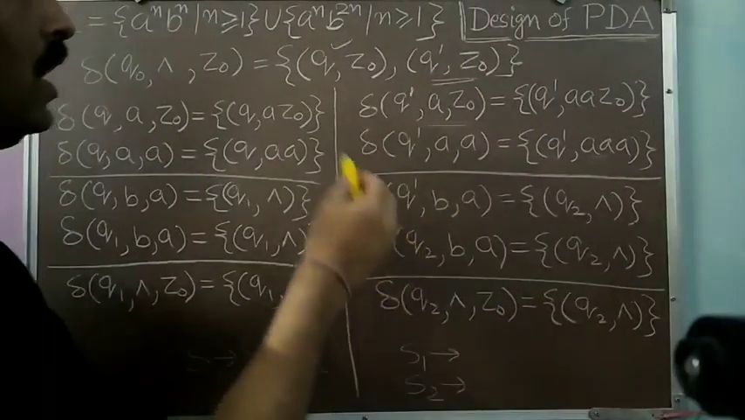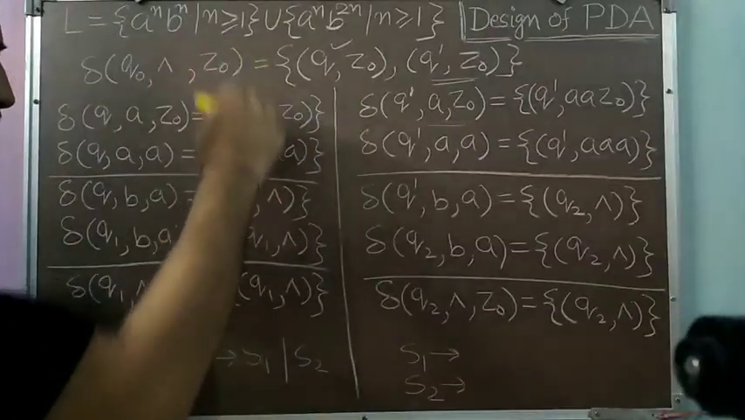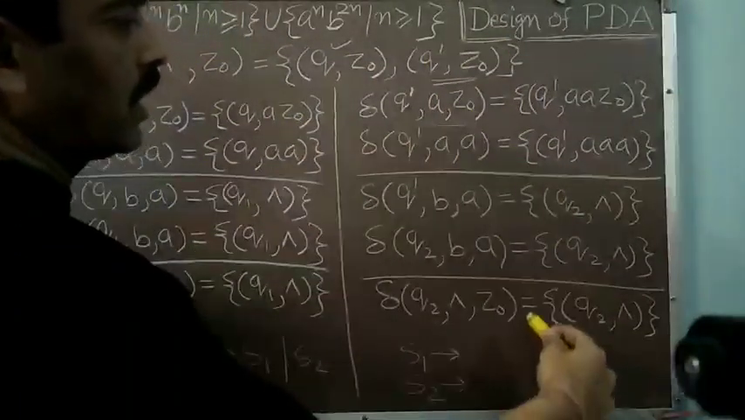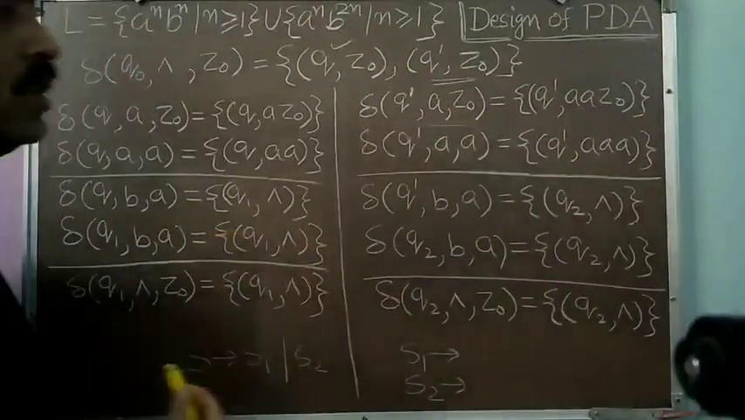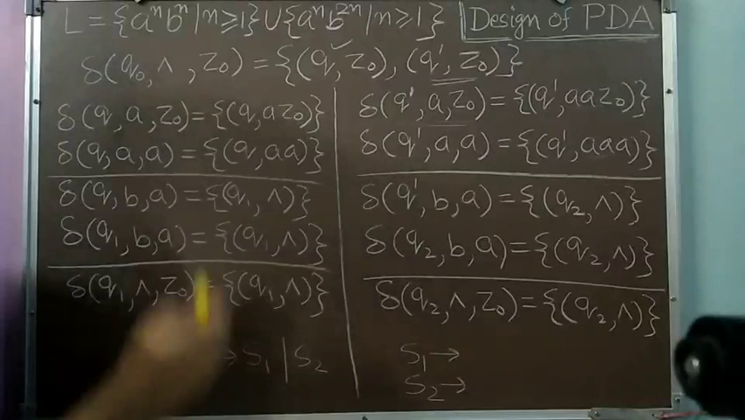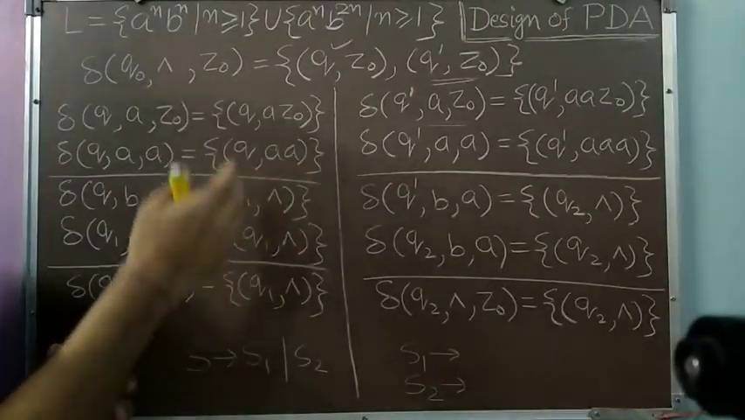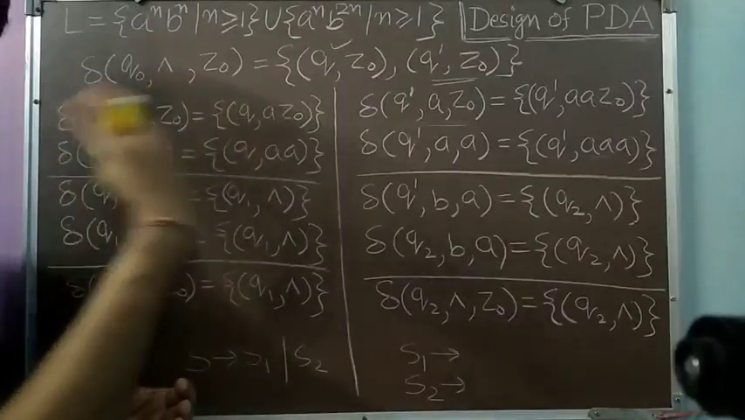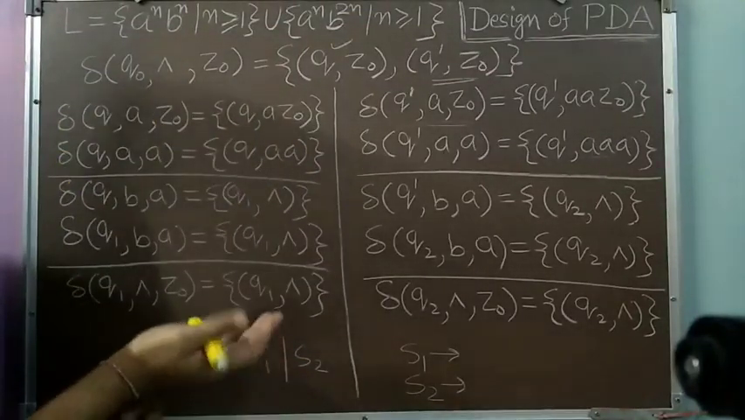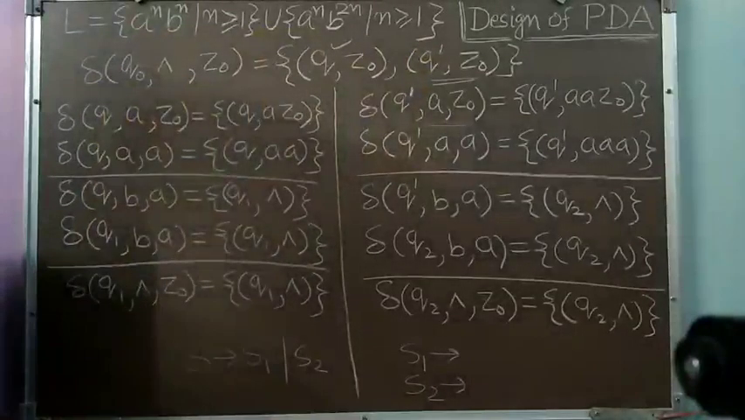In this manner, this PDA can accept either the words from the first language through these transitions or the words from the second language through these transitions. So in this manner, I can write the PDA corresponding to such languages, which are the union of some more languages. The strategy is that corresponding to each language you write a separate PDA, and then you combine those PDAs through this null move. So this will be the strategy.